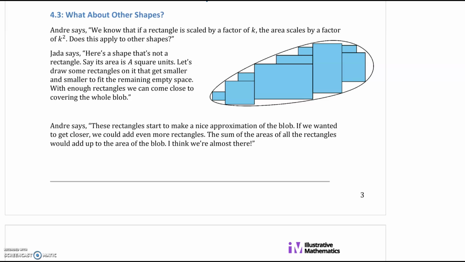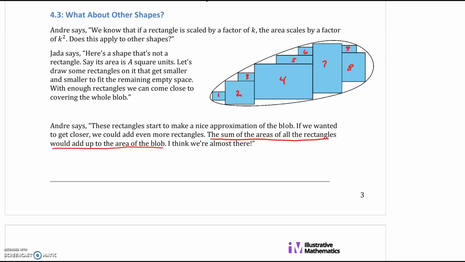The sum of the areas of the rectangles would add up to the area of the blob. I think we're almost there. Perfect. So let's take a look at what Andre says. Andre says that the sum of the areas of the rectangles would add up to the area of the blob. So let's name our rectangles. Rectangle 1, rectangle 2, 3, 4, 5, 6, 7, 8, and 9. Okay, so here we have 9 rectangles.